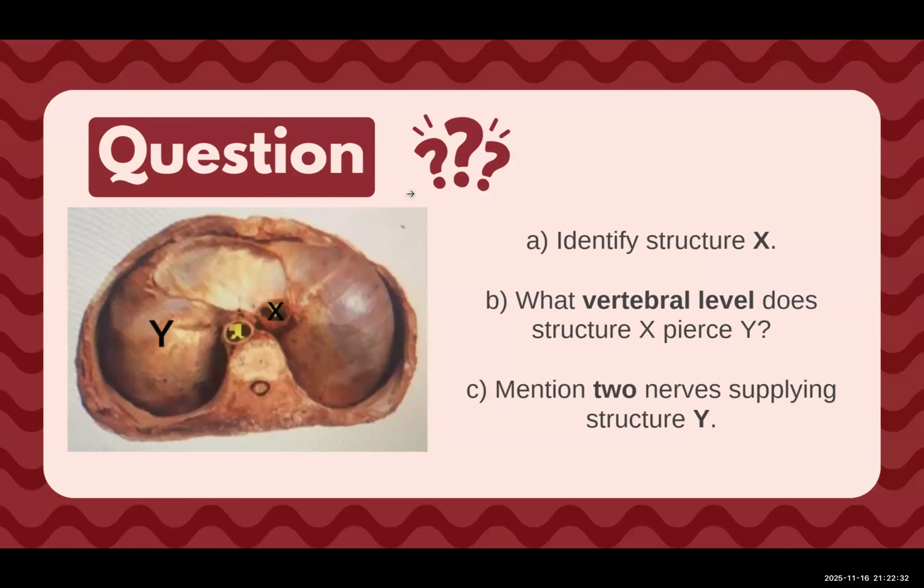Superior vena cava. Okay, inferior vena cava, right. And what vertebral level does it appear? T8. T8, amazing. And can you mention two nerves? I mentioned it. Two nerves supplying structure Y. This one. Right and left phrenic nerves, and you also have intercostal nerves, I think. Amazing, right.